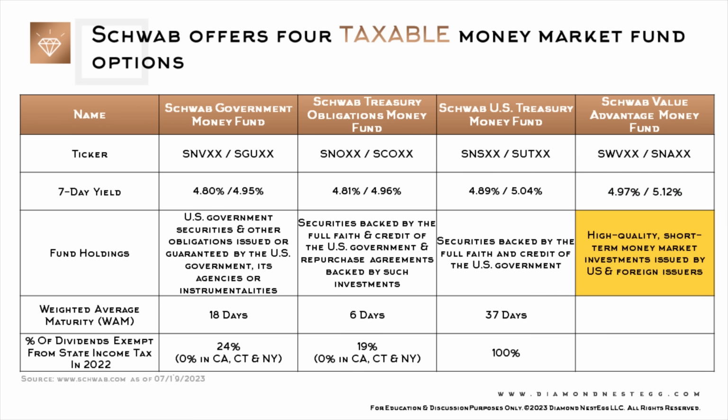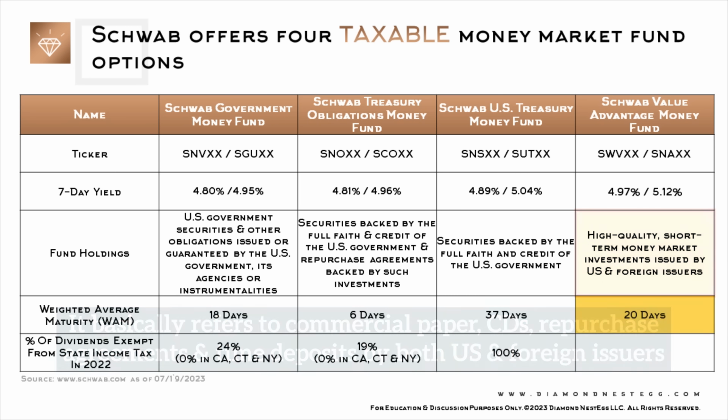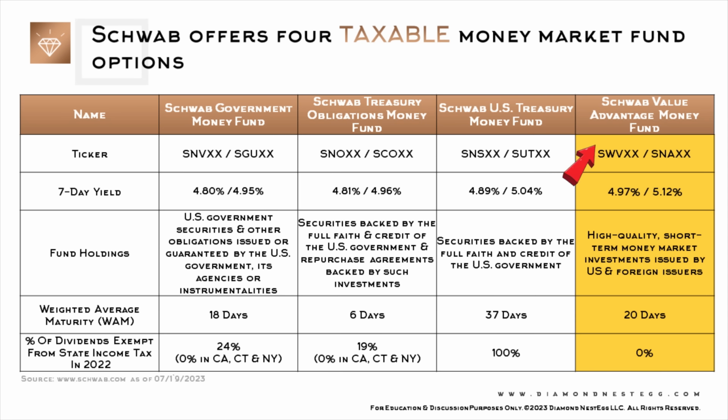Again, this is the verbiage taken from Schwab's website, but in a nutshell, it basically refers to commercial paper, CDs, repurchase agreements, and time deposits by both US and foreign issuers. Here's the WAM, which is pretty much in line with the other 3 money market funds. And here's the percentage of dividends exempt from state income tax in 2022, which again may vary from year to year. On a federal level, dividends from this primary money market fund are fully taxable.